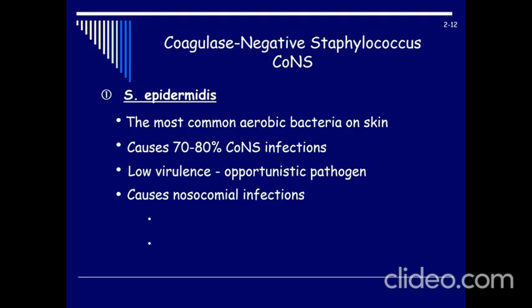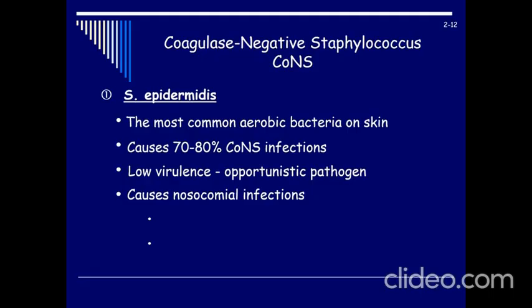And this causes 70 to 80% of the coag-negative Staphylococcus infections that we see. Now, typically it's very low in virulence. We don't see it causing infections all on its own. This is an opportunistic pathogen, so it's waiting for its opportunity to get into a cut, for the immune system to be down, and to get into some sort of injury or during surgery or something like that. It really has to have a pretty good opportunity to get in there to cause infection. So it's really just waiting for it to happen.